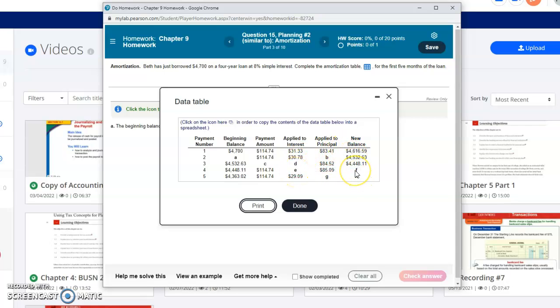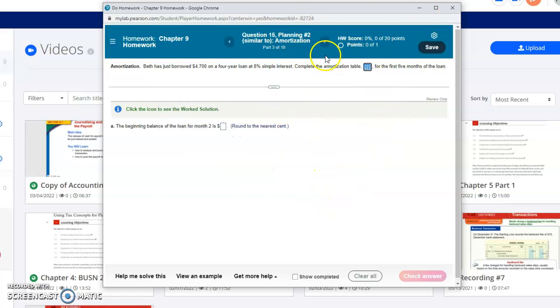And then how I'm going to calculate F, I'm going to take $4,448.11 minus my principal right here, $85.09, and that will give me F. So when you get F, it should equal what you're beginning for month 5 or you did something wrong. And then G, you would take 114.74 minus what you have for interest. That would give you G for amount applied to principal. And then you would take 4,363.02 or whatever your amount is minus what you just found for principal would give you H. So this question has a lot of answers, but that's how you would calculate it.